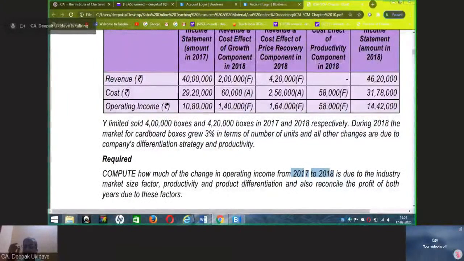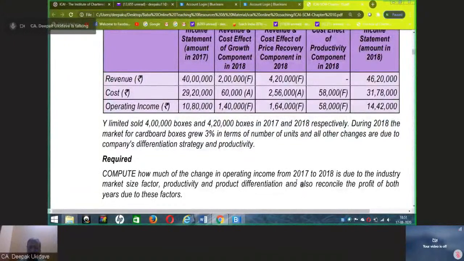So also reconcile the profit of both due to these factors. So there are two requirements in this question. Find out the change in operating income from 2017 to 2018 due to these three factors. That is part 1 of the question, and part 2 of the question, profit reconciliation you have to do.